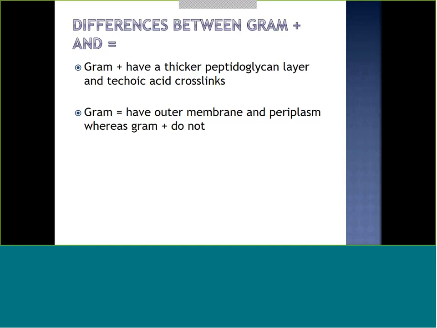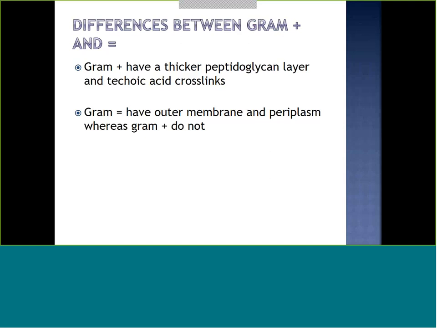So again, the whole thing is with that layer of peptidoglycan in the cell wall, gram-positives have a thicker peptidoglycan layer. They also have teichoic acid cross-links. All that together allows them to really embed that crystal violet purple stain into the cell wall, and it cannot be rinsed out, washed out, decolorized. So they will stay that purple color.